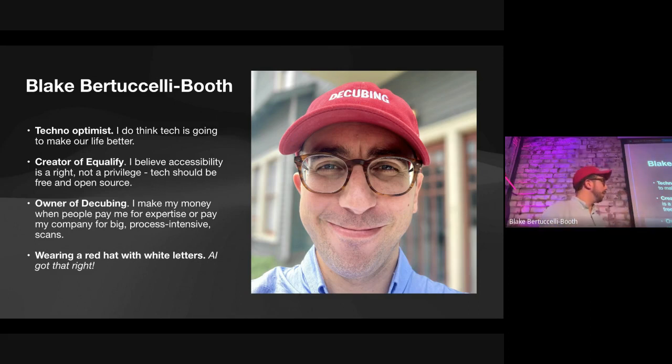I'm also owner of Decubing. This is a newer thing. I realized that we need to make money in accessibility circles. So I've taken on this company that I actually had a relationship with before, but after my year of developing Equalify, I said, oh no, we need more sustainability in accessibility. So I own Decubing, and my hat itself is red, and it says Decubing, DECUBING on it. I'll talk a little bit more about that in future slides. And yes, I'm wearing a hat with white letters. AI got that right. So if you asked AI to identify me from this picture, the only thing it really got right in my book was I'm wearing a red hat with white letters.